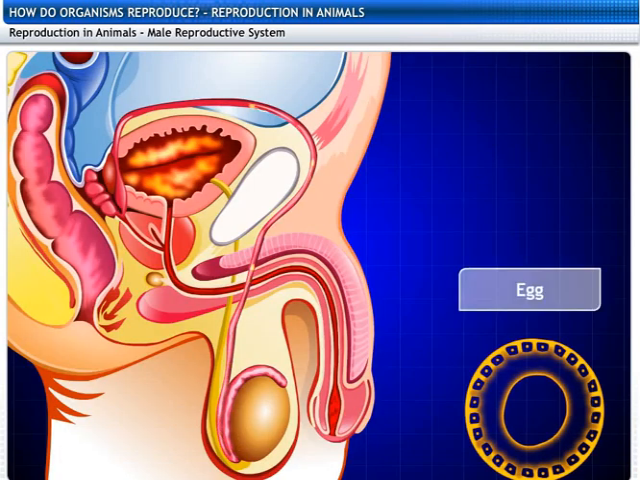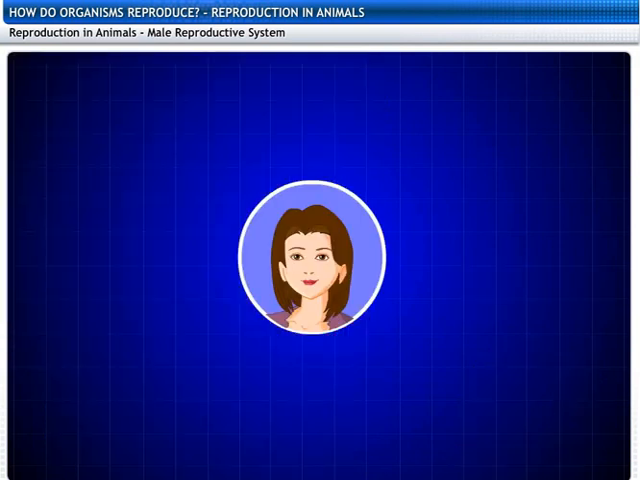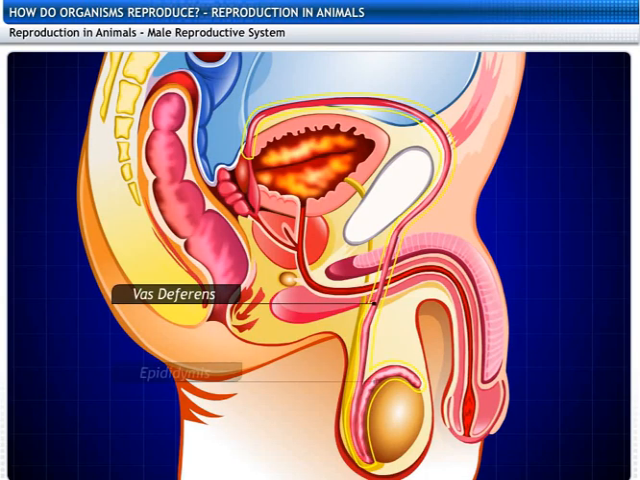The sperms then pass through the urethra and through the penis to reach the female reproductive system, where the sperm gets to meet the egg. What is the vas deferens used for? The vas deferens continues from epididymis as a tube. The length of the tube is about 30 centimeters and it is muscular.